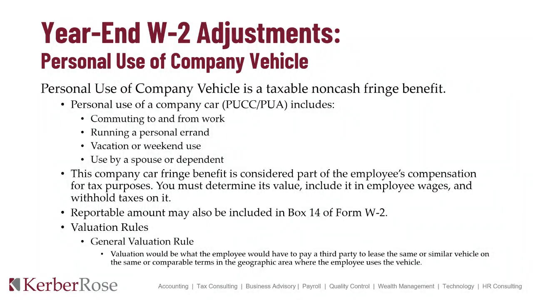It is a taxable non-cash fringe benefit. So it's personal use of the company car: commuting to and from work, running a personal errand, vacation or weekend use, and even use by a spouse or dependent. This company car fringe benefit is considered part of the employee's compensation for tax purposes. You have to determine a value, include it in employee wages, and withhold taxes on it. The reportable amount that you add to an employee's compensation can be included in box 14 of the W-2.